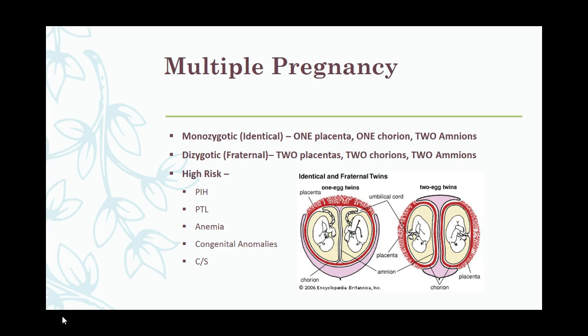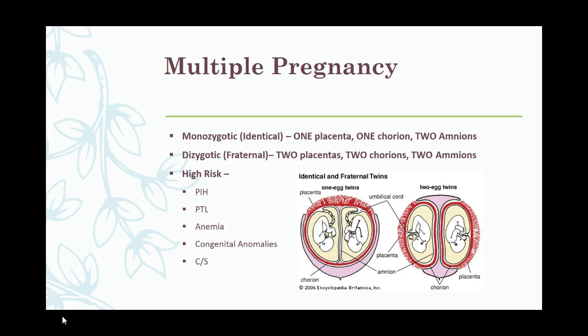Multiple pregnancies. We have a couple of different types of twins. Most of you guys probably know those as identical and fraternal, but let's talk about what that means from a pregnancy and an OB standpoint. So identical twins are also called monozygotic twins, or you'll hear them called monotwins in the OB world. And what this means is that this pregnancy has one placenta, one chorion, and two amnions.